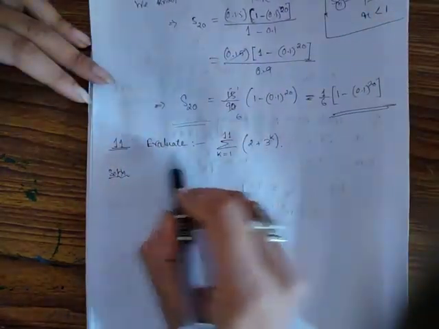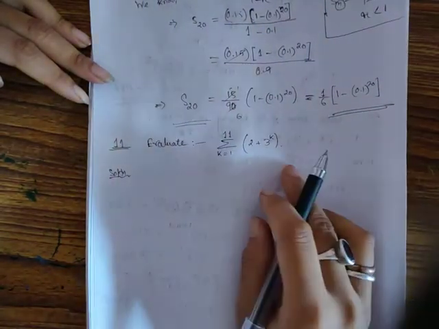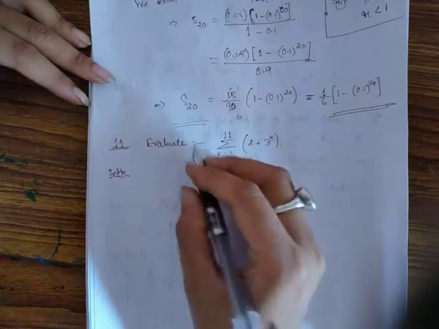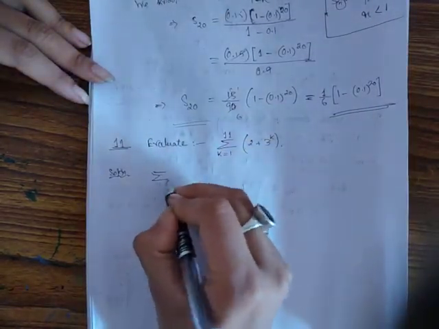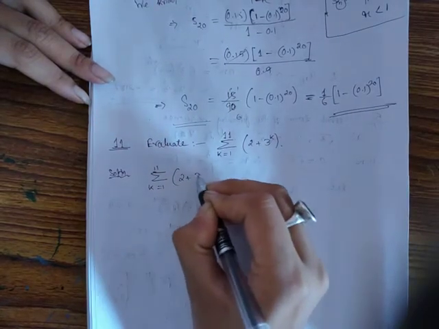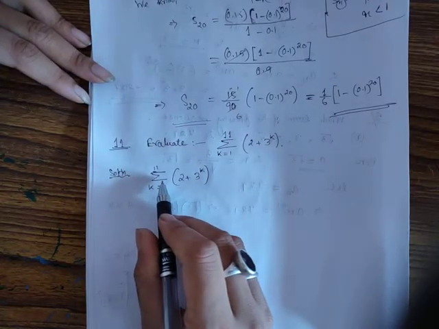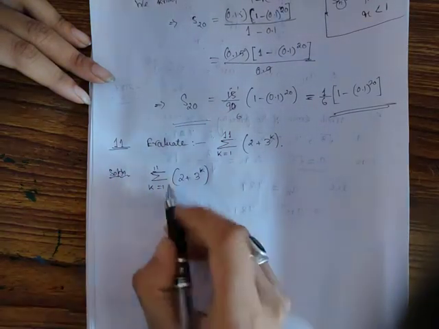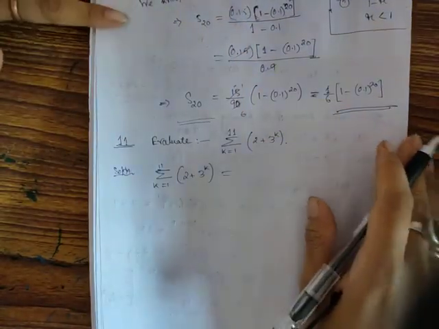Okay, now we will discuss question number 11. These are basic common questions. So evaluate, that means you have to find the value of this. Let me write it: the summation from k equal to 1 to 11 of 2 plus 3k. This symbol denotes summation. So we put the k values accordingly.